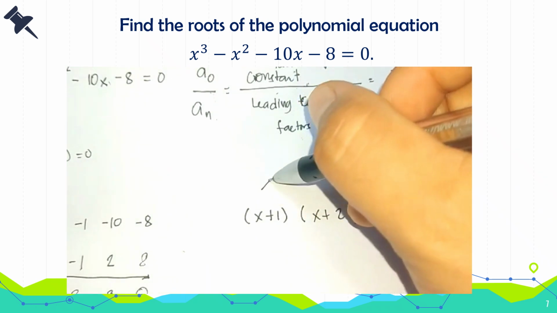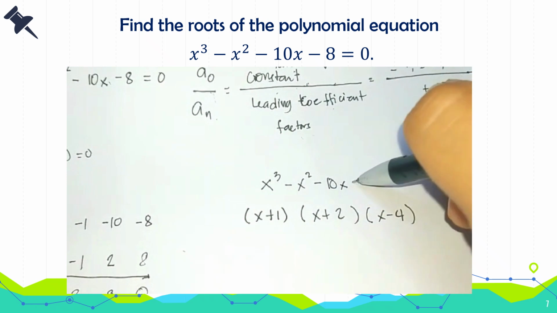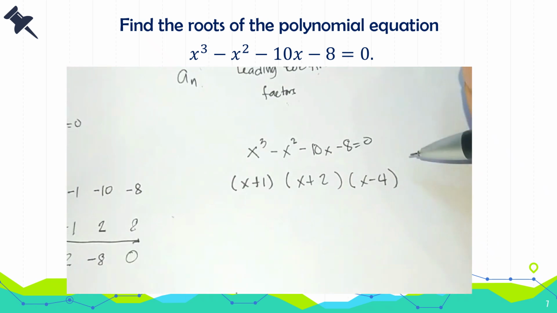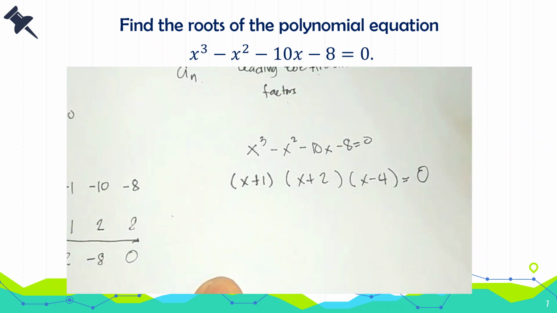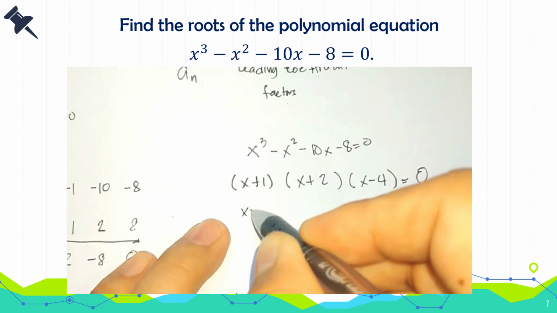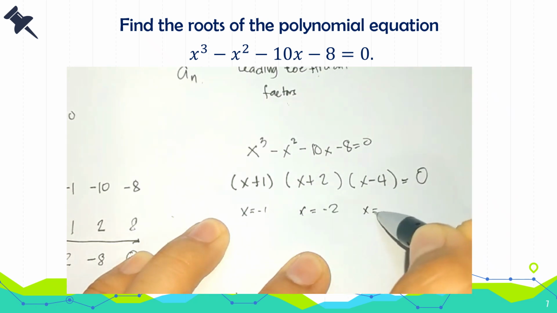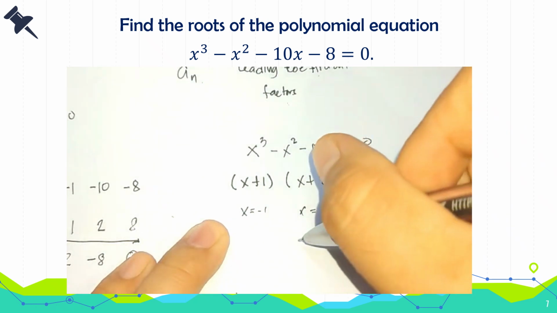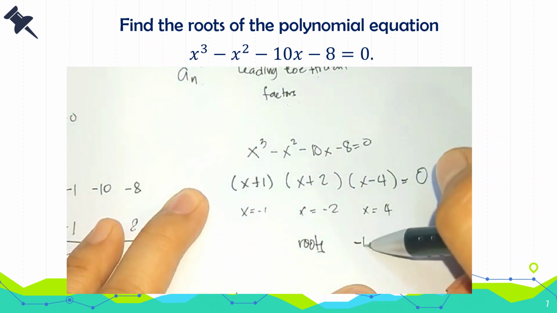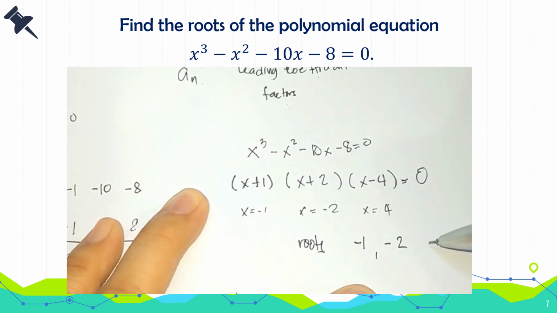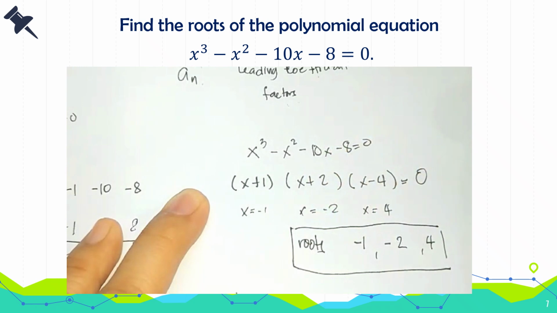Again, the given is the polynomial, and now we can identify the roots. This will give us x equal to negative 1, negative 2, 4. So the roots of this polynomial will be negative 1, negative 2, and 4.